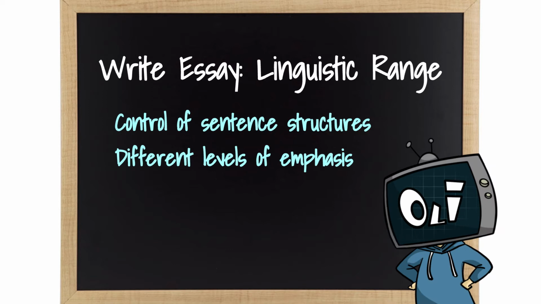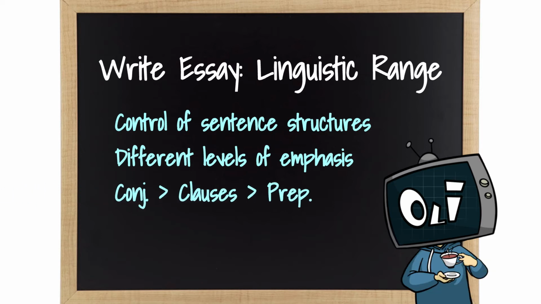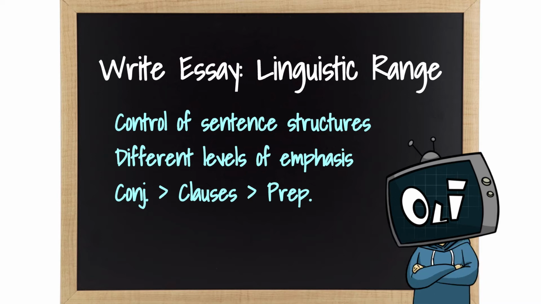Compound sentences and subordinate clauses use conjunctions, and they are probably the most significant. Then are the relative clauses, noun clauses, and appositives. Lastly, you have the prepositions. Basically, you have to demonstrate that you have control over these structures and can correctly determine when to use which.